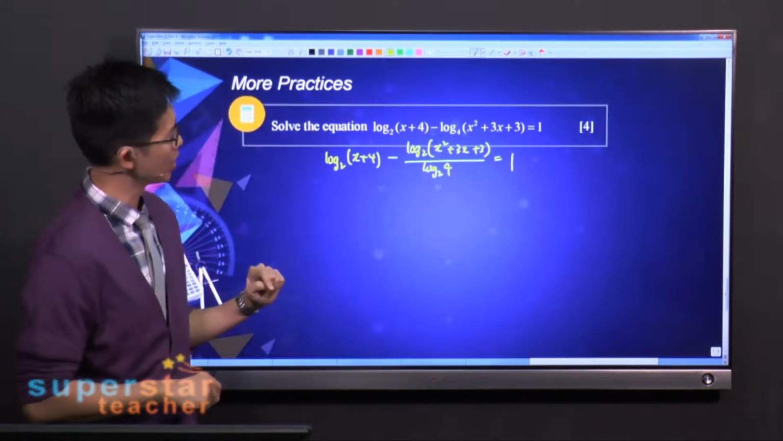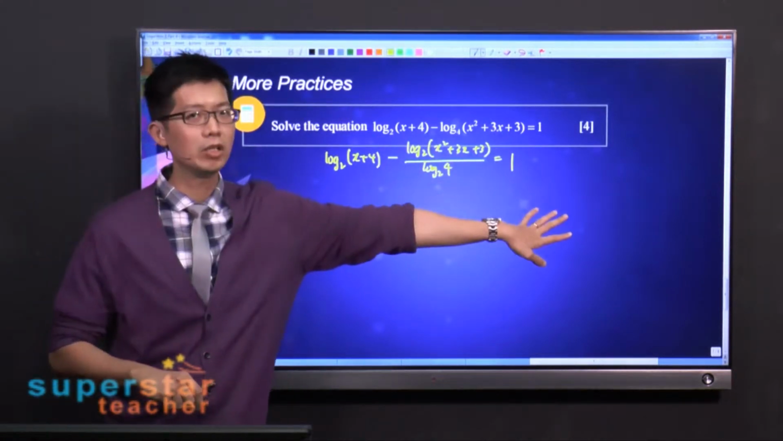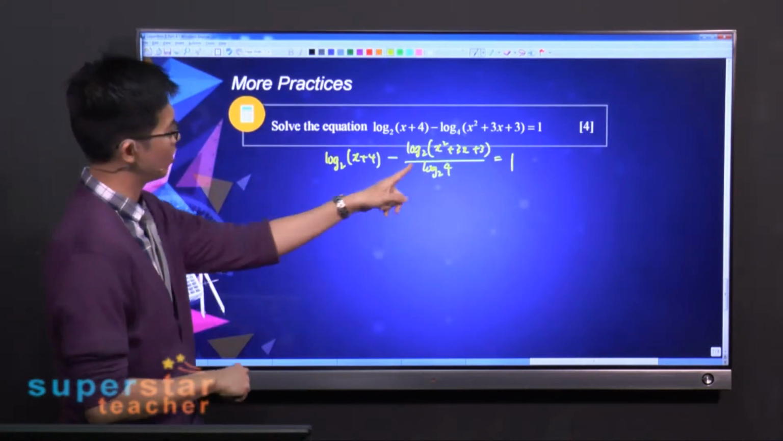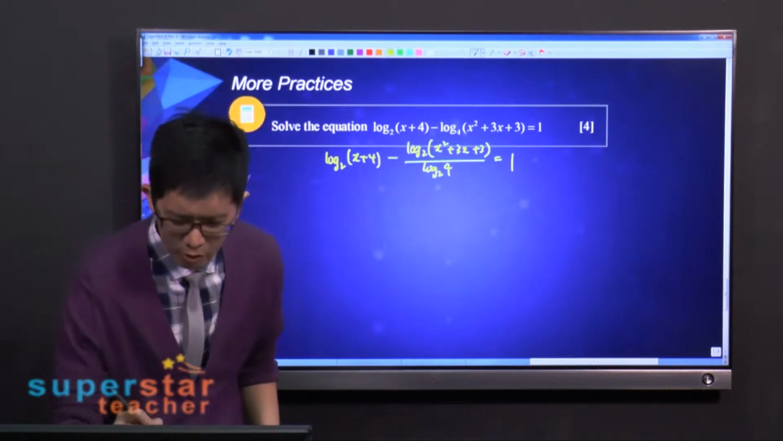So what I would do is multiply throughout by 2. Sounds like a great idea, right? Just multiply throughout by 2, then you don't have any more fractions. So it's going to look like this now.